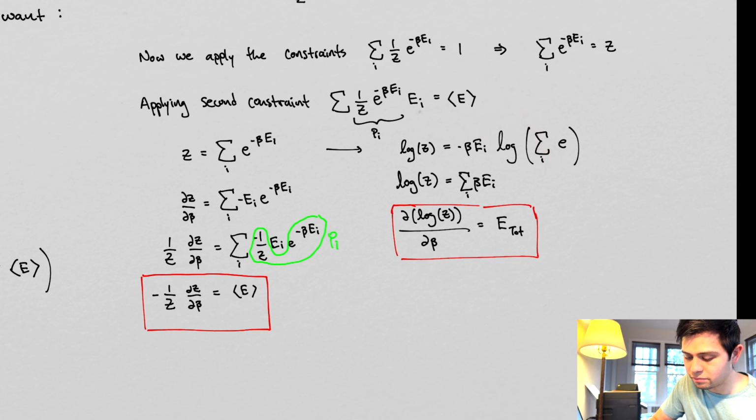And we can bring the summation out because, again, we're summing over i. So if we sum over i, this is what it looks like. Now, if we take the derivative of this with respect to beta, that's just going to give us this constant. The sum over i of E_i, well, that's just the total energy, right? So the total energy is equal to the derivative of the log of Z with respect to beta.